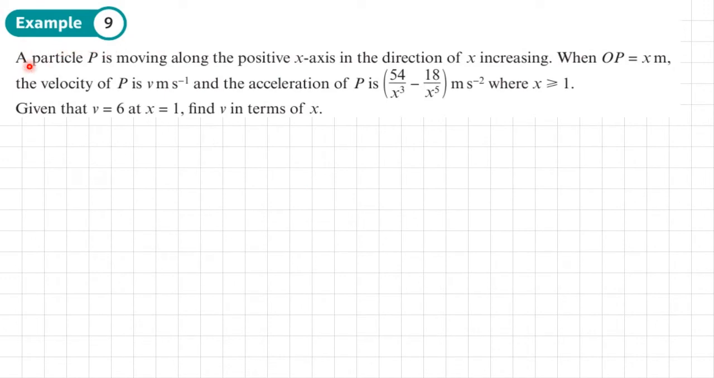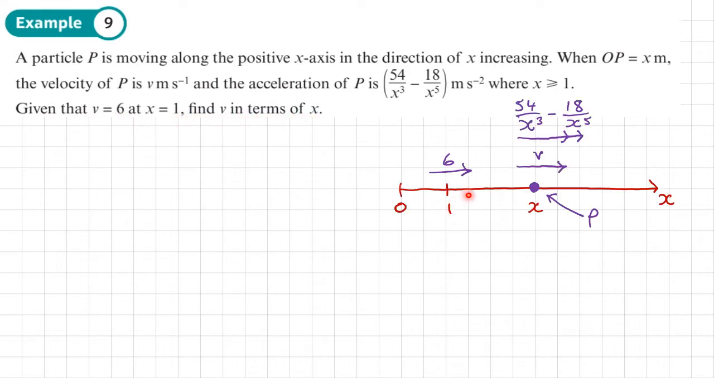Example 9. A particle P is moving along the positive x-axis in the direction of x increasing. When OP equals x meters, the velocity of P is v meters per second, and the acceleration of P is 54 over x cubed minus 18 over x to the power 5 meters per second squared, where x is greater than or equal to 1. Given that v equals 0 at x equals 1, find v in terms of x.